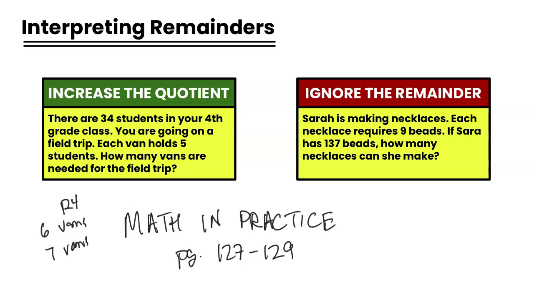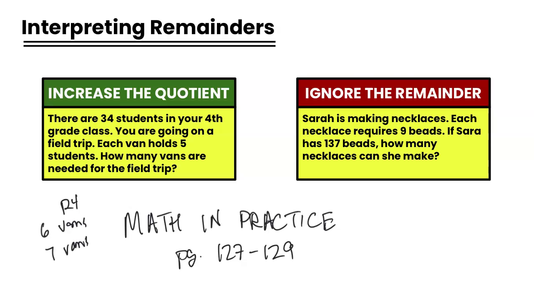And so you might ask them, would you want to be one of those 4 extra students that gets left behind if we don't get that extra van? And most of them are probably going to say, no, I don't want to be one of those 4 extra students. So in that case, we definitely need to increase the quotient so that we can include all of the 34 students in the fourth grade class.